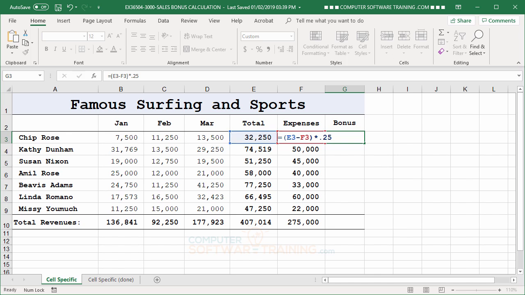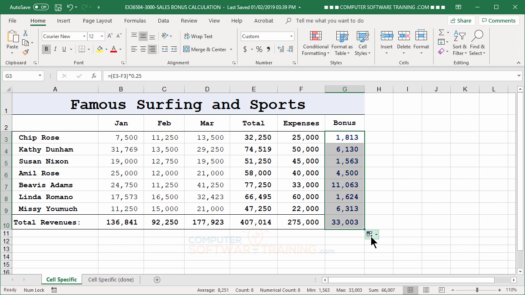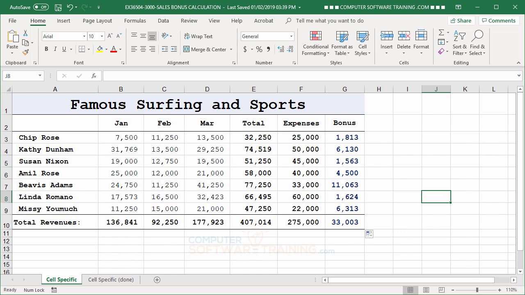So you hit the enter key on that, we get our bonus. So that is 25% of not this or that, but the difference between the two. And we'll go ahead and copy that down, just like that. Hit our little smart tag to get rid of the formatting. And there we go. All right, so that's it. That's about as easy as it goes.